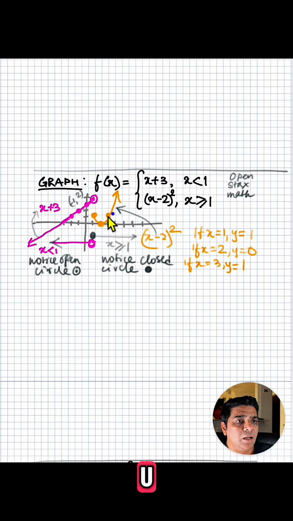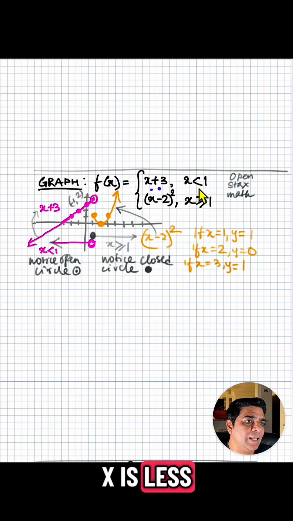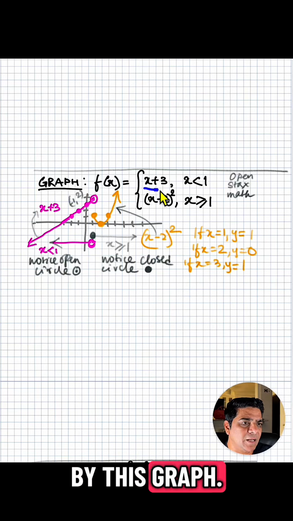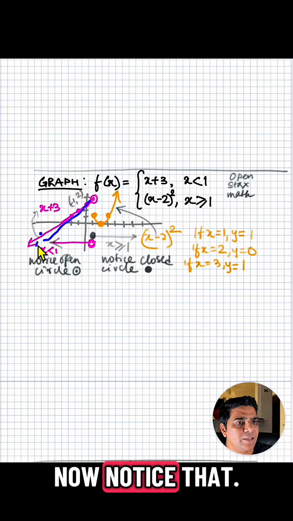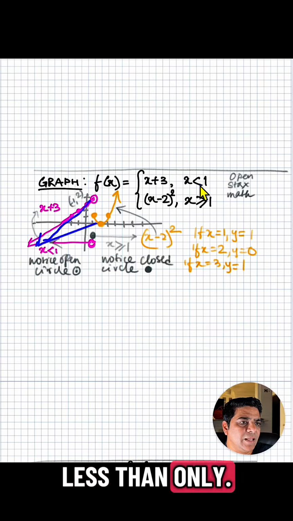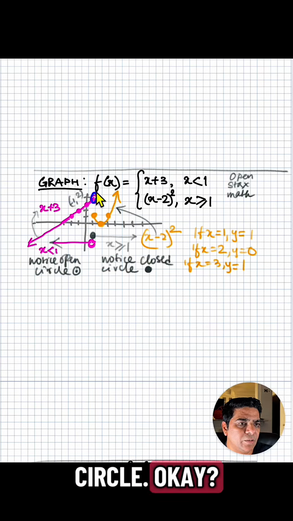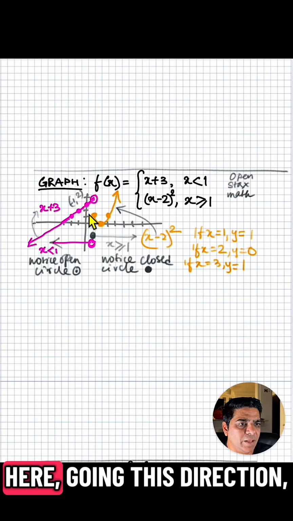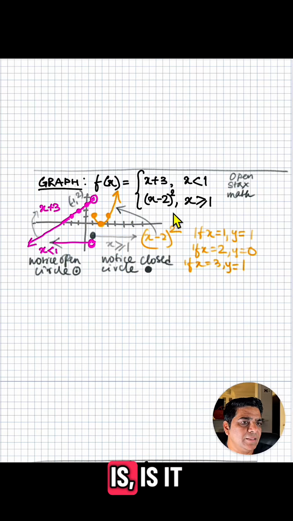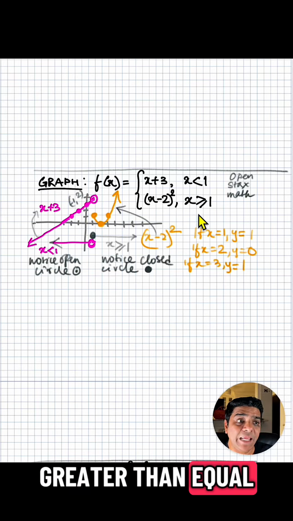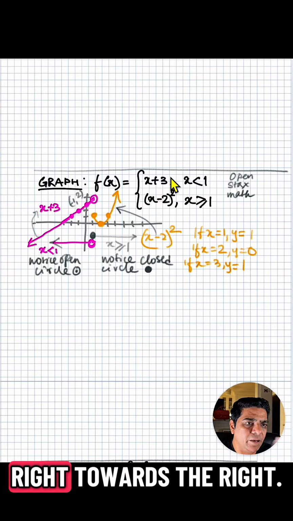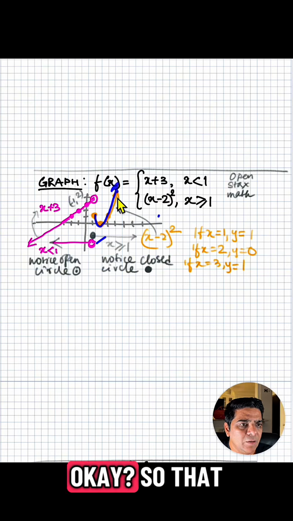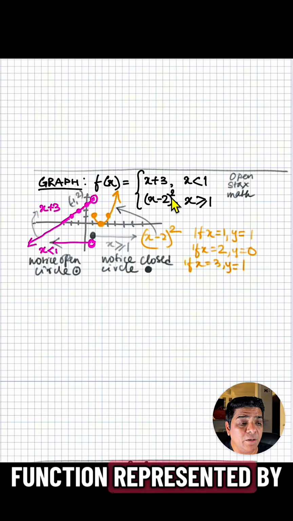In this case, we have f of x is x plus 3 if x is less than 1. So this is 1 right here, and all the values less than 1 are represented by this graph x plus 3, which is this line right here. Now notice that this is less than only, so it's represented by an open circle, not a closed circle. The next formula is when x is greater than or equal to 1. Starting from here going this direction, it starts with a closed circle because this is greater than or equal to 1, and is given by this parabola that is shifted to the right 2 units, x minus 2 whole squared. So that is this parabola right here. That is this piecewise function represented by 2 different formulas.